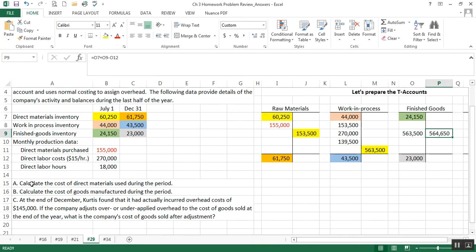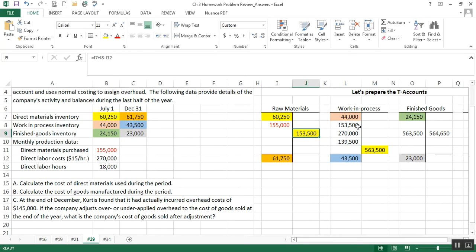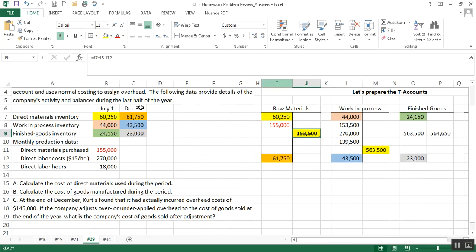So let's go back to what it's asking us. Calculate the direct materials used during the period. That's going to be this here. Calculate the cost of goods manufactured during the period. That's going to be this here.